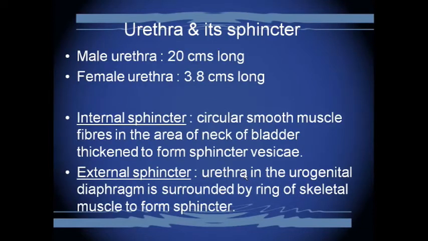So about the urethra, the average male urethra is 20 centimeter long, and it consists of penile urethra, bulbar urethra, membranous urethra and prostatic urethra, while the female urethra is short, around 4 centimeter long. So there are two sphincters, one internal, one external. The internal sphincter is near the bladder neck, circular smooth muscle in the area of the neck.